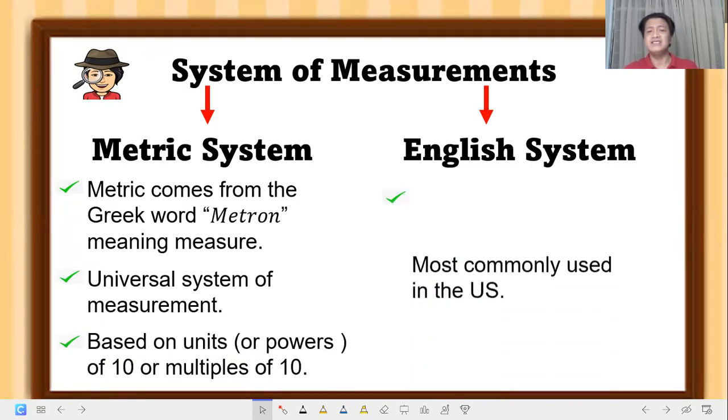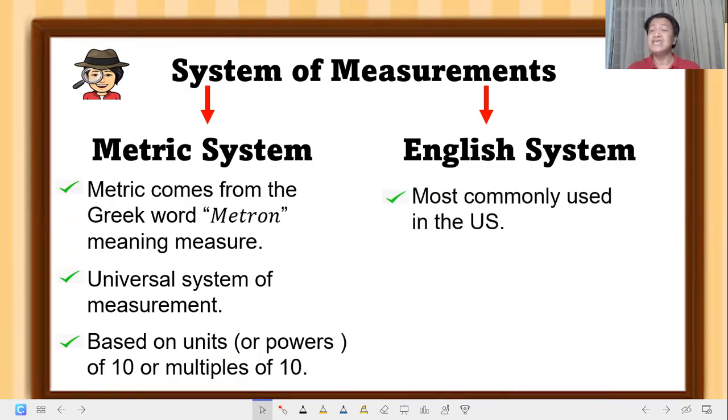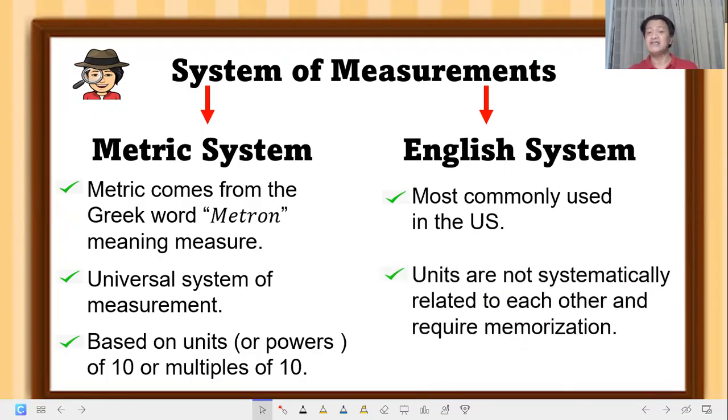Okay, dito naman sa English system, this is most commonly used in the US, especially the England, no? Okay, but ano yung kanyang disadvantage? Units are not systematically related to each other and require memorization. Okay, so marami dito tayong i-memorize, no, for the conversion factor for you to identify or change the unit. Okay, samantalang dito sa metric system, no need to memorize, just move the decimal point going to left or right or multiply or divide lang siya. Okay, kaya mas convenient yung metric system. Kaya nga siya mas accurate siya.